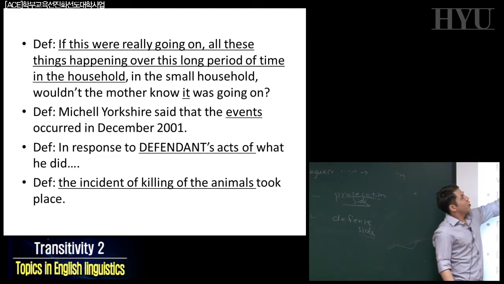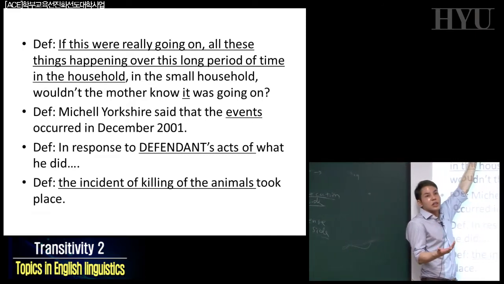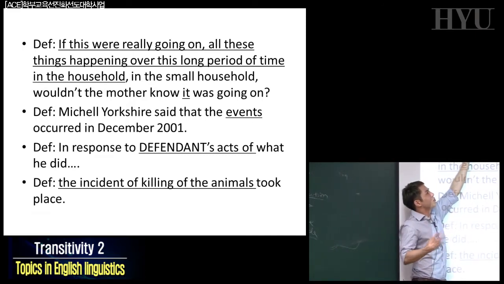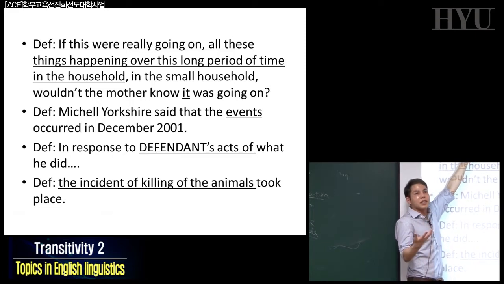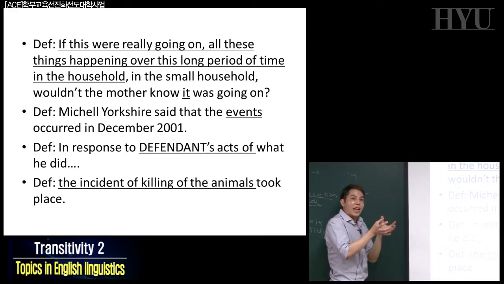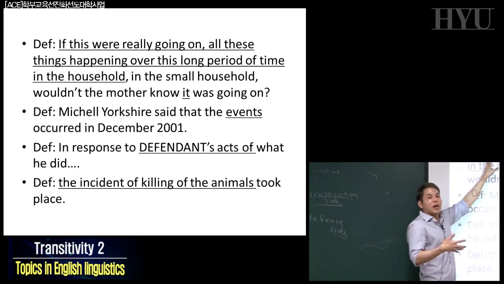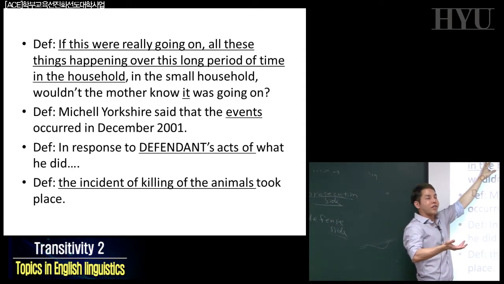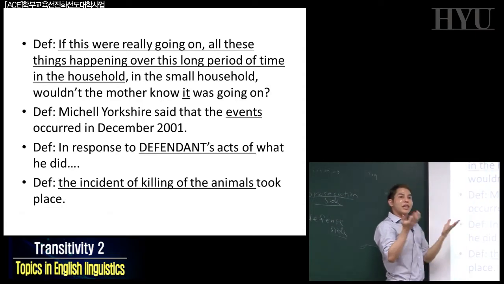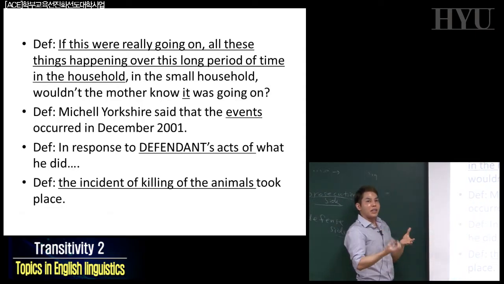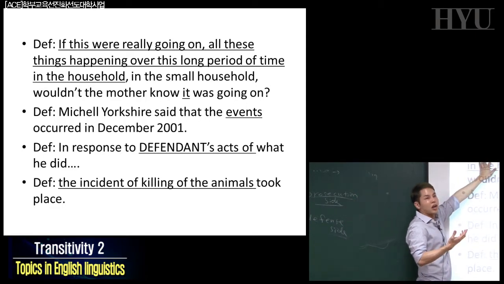If this were really going on, this, what is it? We don't know, right? So not even an agent here, just using a pronoun, right? All these things, what are these things, right? The raping, the killing, the threatening, right? So you can see that he omitted the naming of things, telling exactly what these things are.